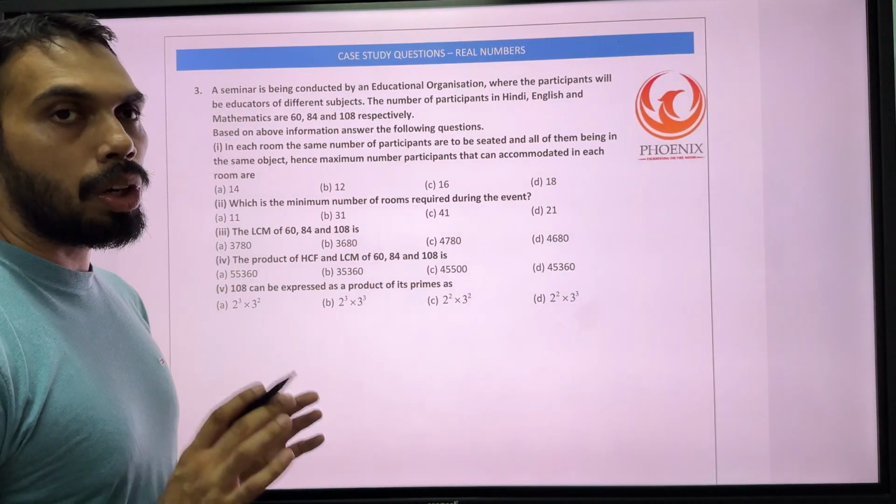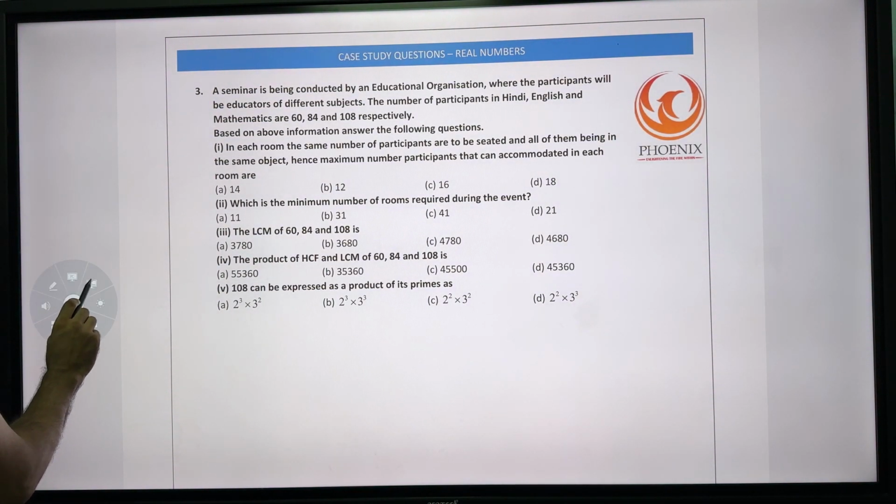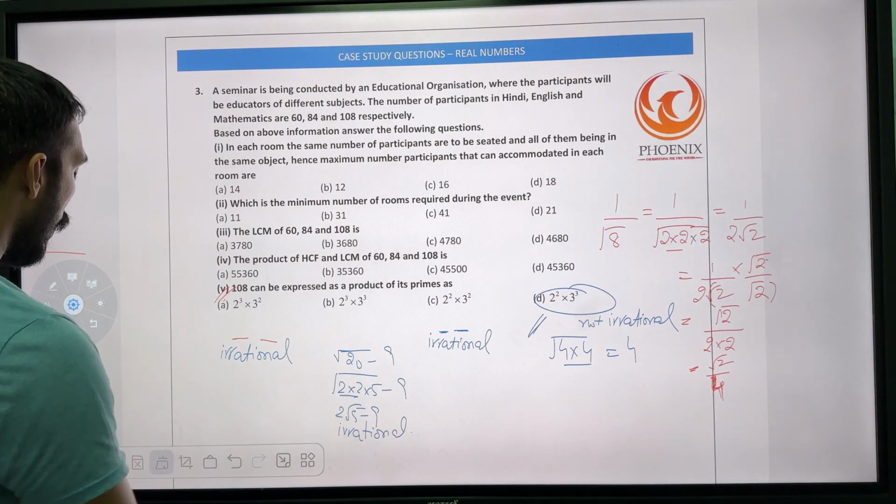So try to solve this on your own and then look for the solution. Again, I am telling you, solve it yourself and then verify the solution. So let's take the third one.